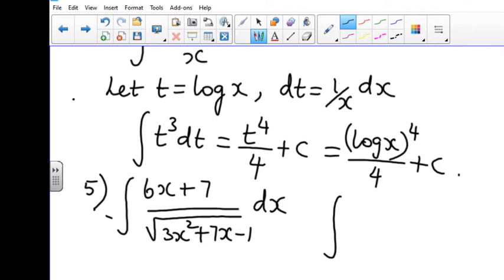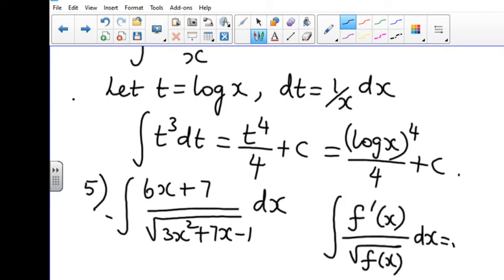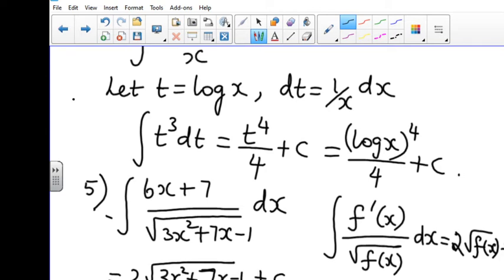So here we are going to apply the formula: integral of f dash of x divided by root of f of x dx is equal to 2 root of f of x plus c. So this can be easily written as 2 into root of (3x square plus 7x minus 1) plus c. So this is the answer for problem number 5.